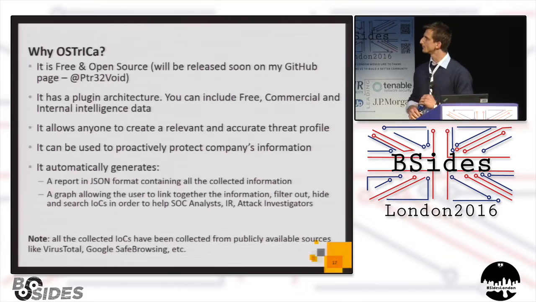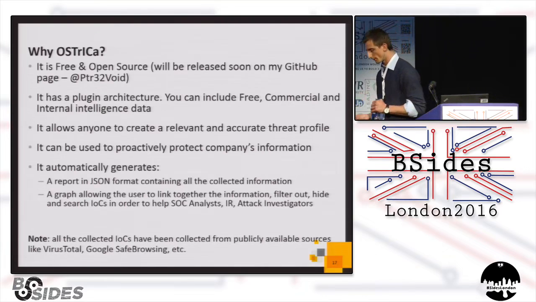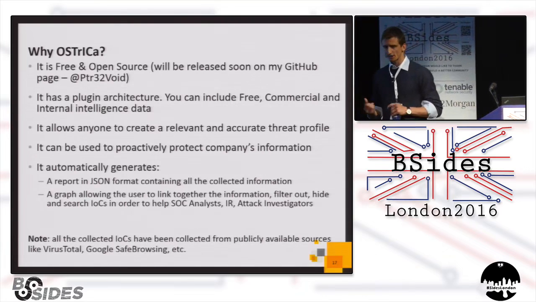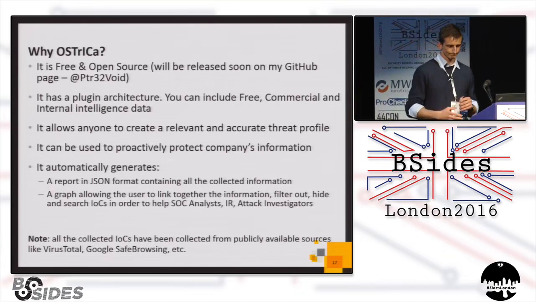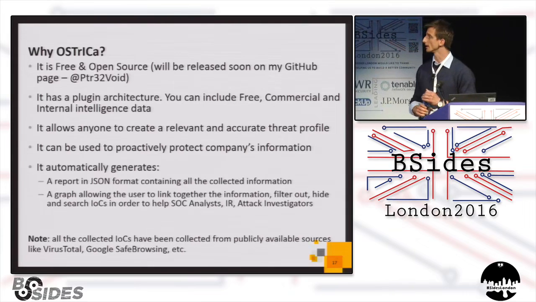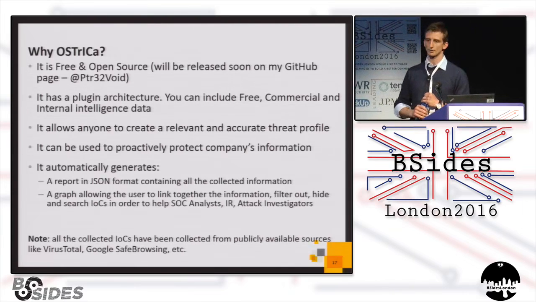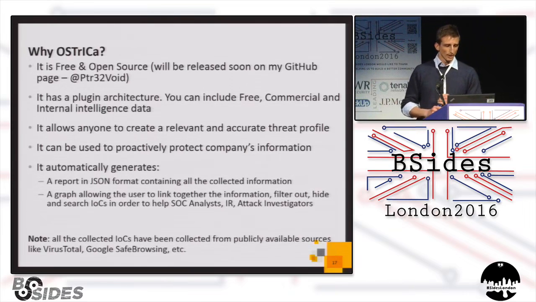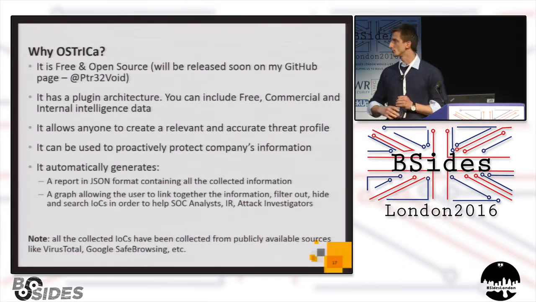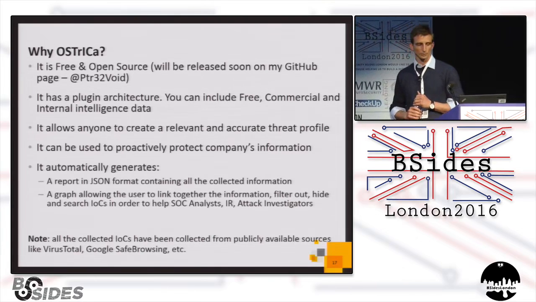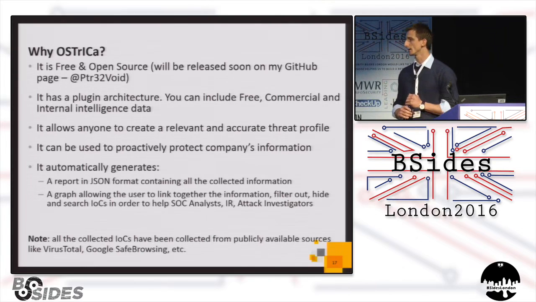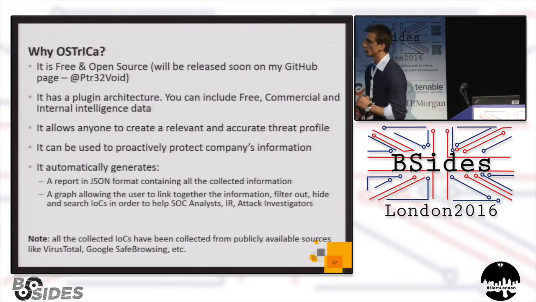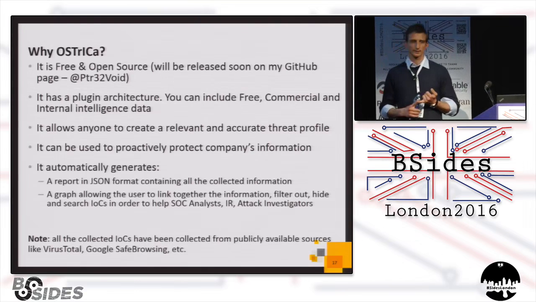Threat intelligence can be used to proactively protect your network. It cannot at the moment, but if you write some code, maybe you can identify how to proactively protect the company's information by adding specific rules. And then, of course, as I said before, it produces a JSON report containing all the information, and then a visual report which can be used by the SOC analysts inside a SOC.